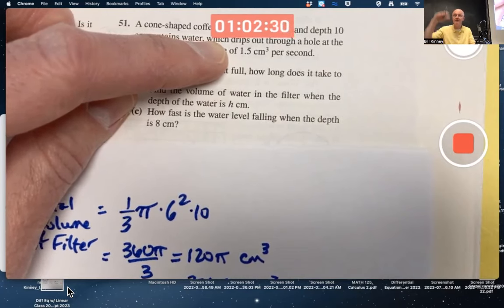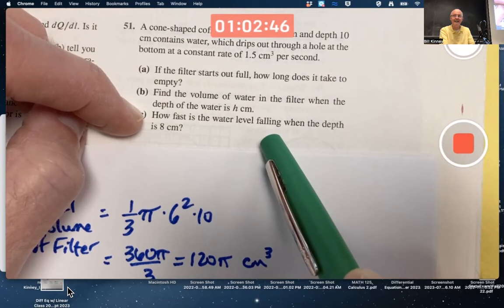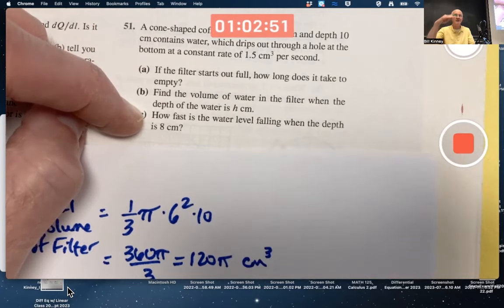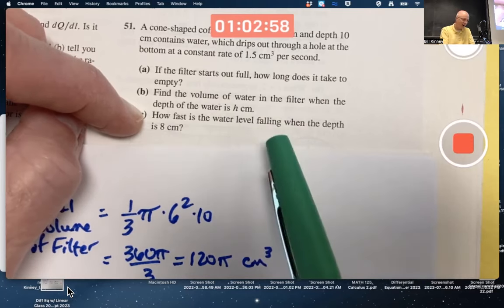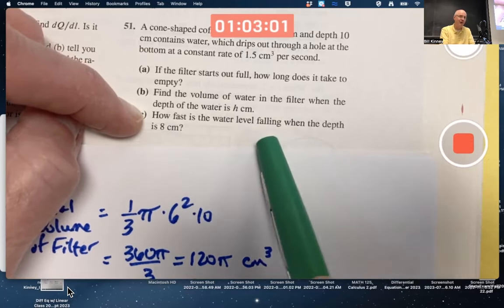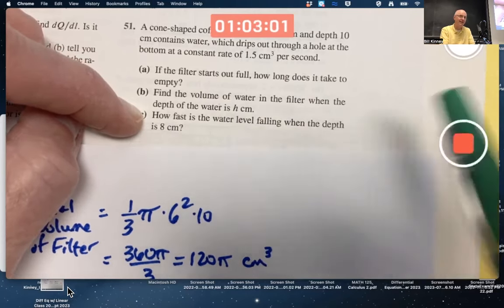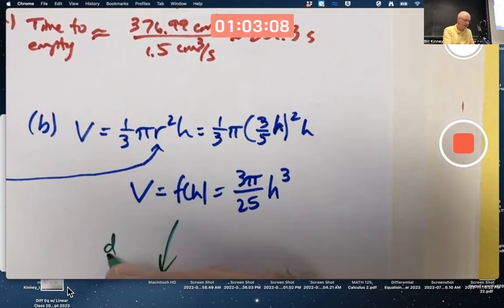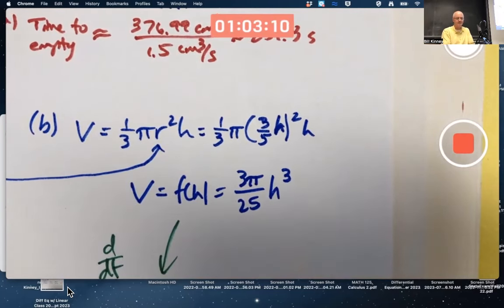But the question asks, how fast is the water level falling? We actually want a positive answer here because of the word falling. If the word falling was changing instead, then we'd want a negative answer. The water level is going down. It's changing, decreasing, negative derivative. But it's also falling, so because of the word falling, we actually want to take the absolute value of our answer. But in terms of derivatives, think about that with negative signs in the end here.